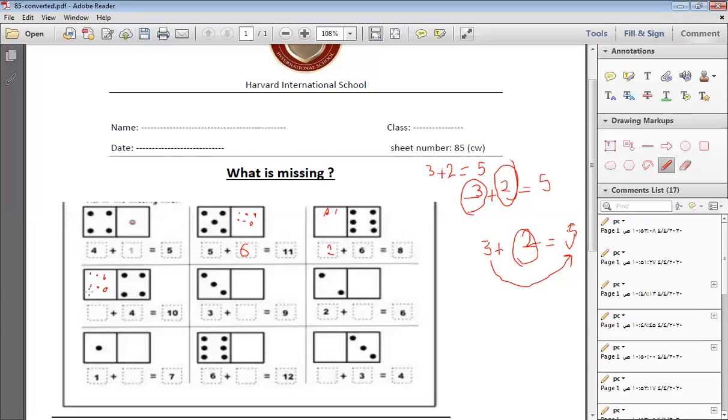1, 2, 3, 4, 5, 6. So 6 plus 4 equals 10.